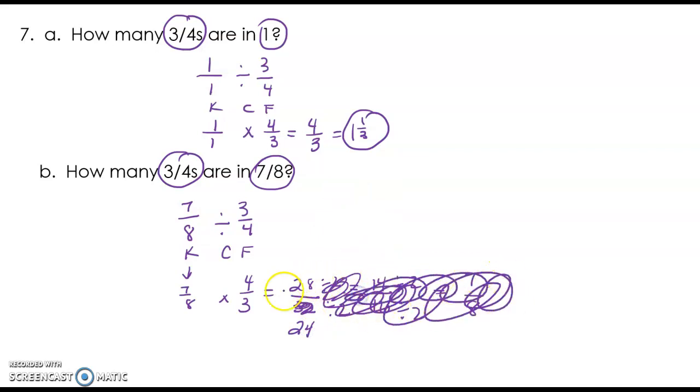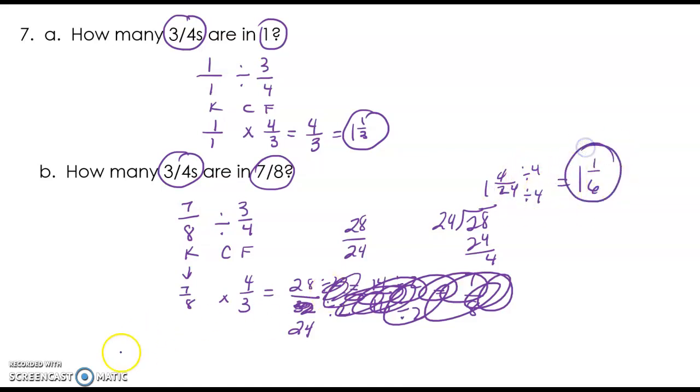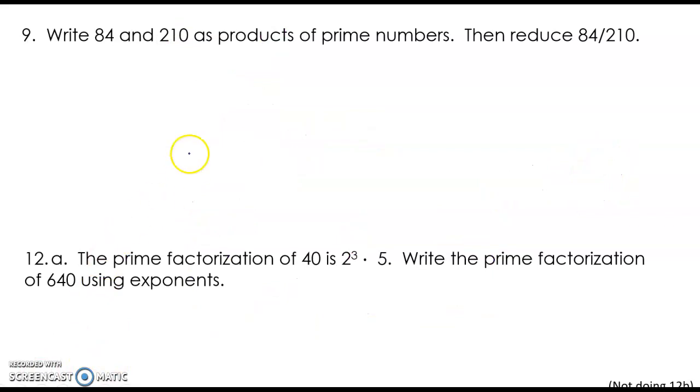Sorry. Okay, 8 times 3 is 24, not 32. Don't know where I got that. So my answer is 28 over 24. 24 goes into 28 once, with 4 over 24 left over, which if I divide by 4 is equal to 1 1/6. That looks more like it to me.